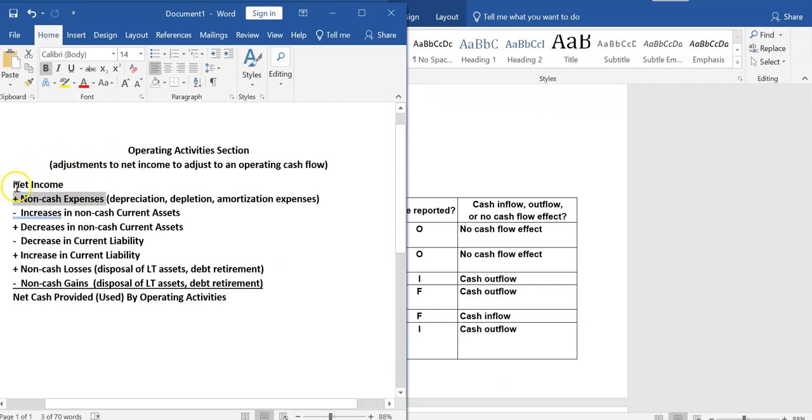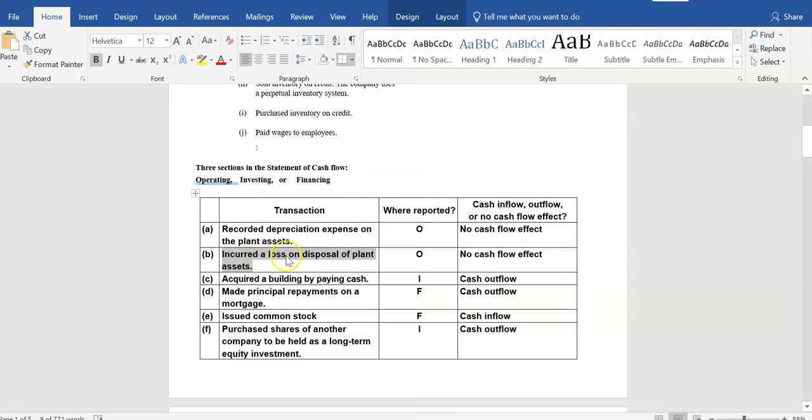When we are adjusting net income in the operating activities section, we are going to be adding back non-cash losses and subtracting out non-cash gains. So a loss incurred shows up in the operating activities section, but it doesn't have a cash flow effect.